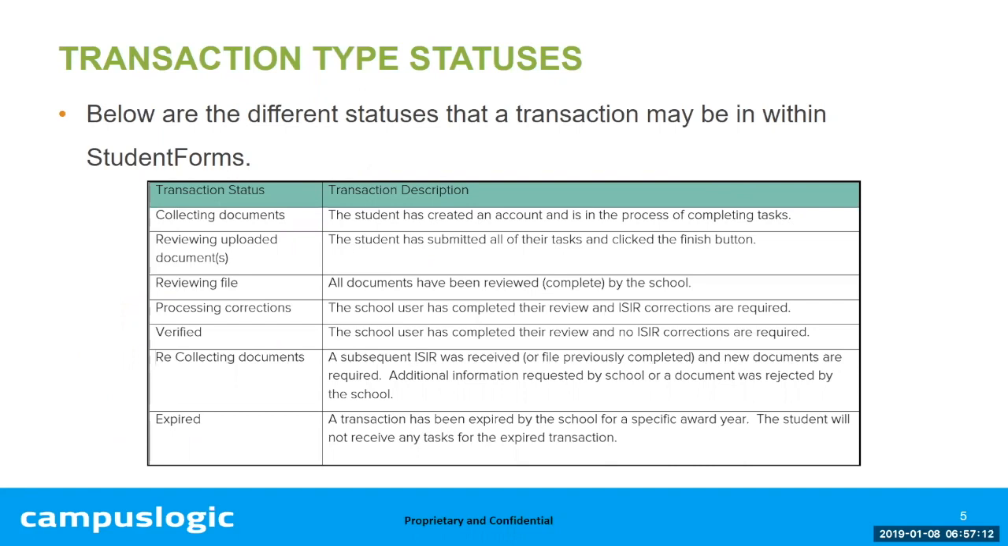So, transaction type statuses. Below are the different types of statuses that the transaction may be within. With Student Forms, you can see here we have the collecting documents status. This is the status with the student. We're waiting for those students to upload those documents and we're collecting all of them from them.